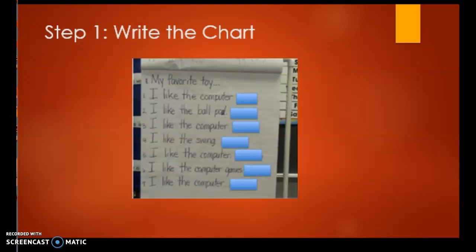First, the teacher will model writing the sentence. So this first sentence here, number one, is probably the teacher's. And the teacher said, I like the computer. So the sentence stem is I like blank. And the students are able to fill in the blank with whatever they like. So you'll notice that students said different things. I like the ball pot. I like the computer. I like the swing. I like the computer games, and so on.